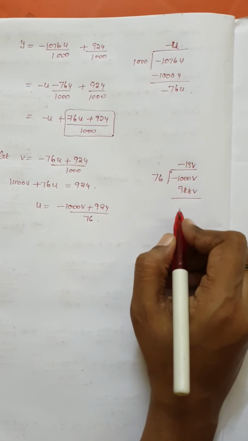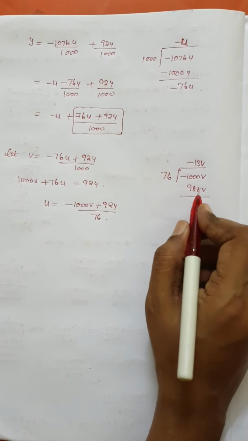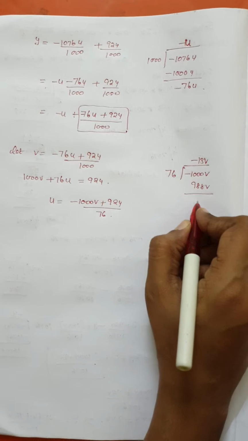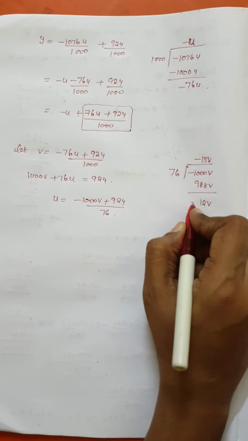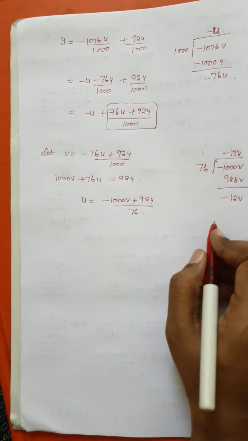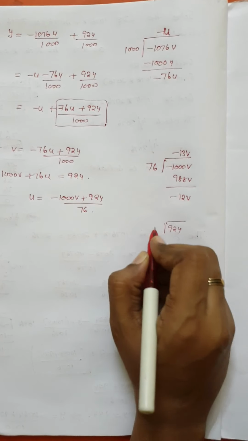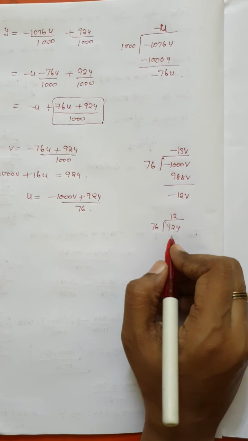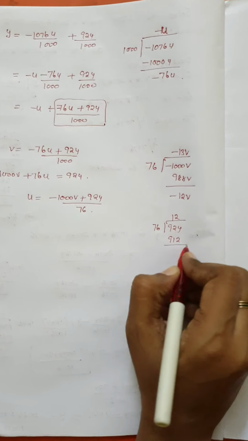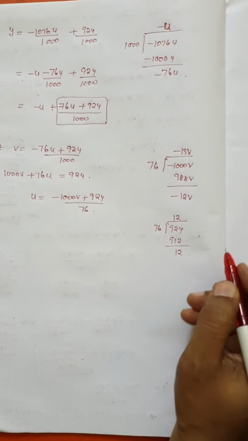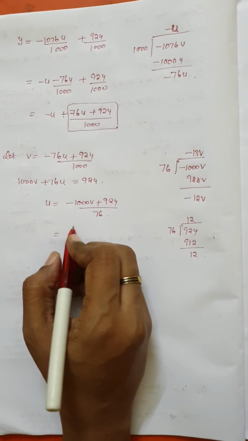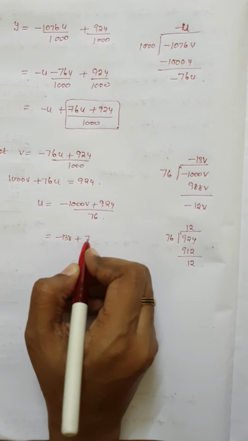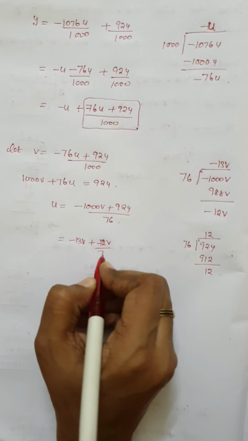So minus 13v into 76 we will get 988v. After subtracting we will get 12v, minus 12v as the number. Next we have to subtract 924 by 76. So 12 times 76 is equal to 912. After subtracting we will get 12 as the remainder. So minus 1000v by 76 can be written as minus 13v plus minus 12v divided by 76.